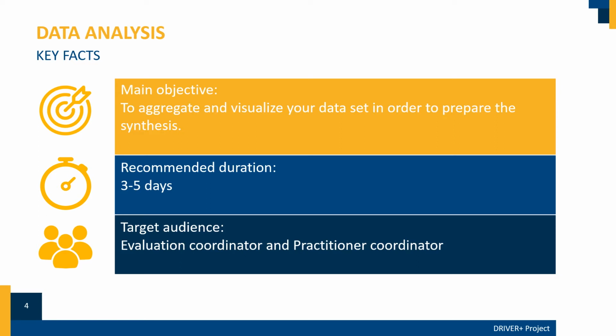First, structure. Start with the sessions of your trial, the 3 dimensions and outcomes for the solutions. Second, aggregate and visualize data. Create relevant graphs or pie charts. Third, patterns. What is standing out? Don't hesitate to draw first conclusions and dig deeper to see if your assumptions turn into facts or into unexpected phenomena. The main objective of the data analysis is to aggregate and visualize your dataset in order to prepare the synthesis. The evaluation coordinator and the practitioner coordinator will probably have to spend 1 working week on this task.